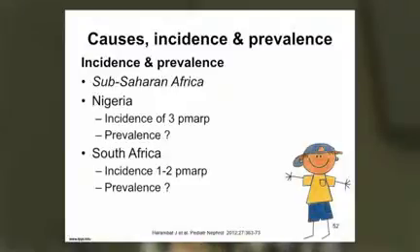In sub-Saharan Africa, we have very little data. Nigeria says that they have an incidence of 3 per million age-related population. What prevalence is, nobody knows. In South Africa, it's similar. We don't have a registry, we don't know what the situation is for children in South Africa.